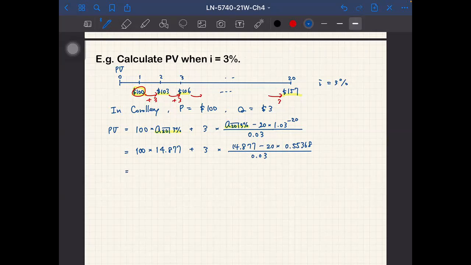So this becomes 1,487.7 plus 380.40, so this becomes $1,868.1. In this way we can evaluate the present value of increasing or decreasing annuities.